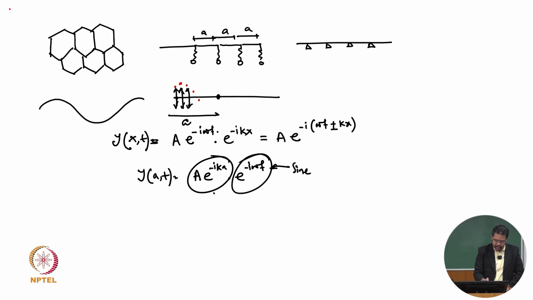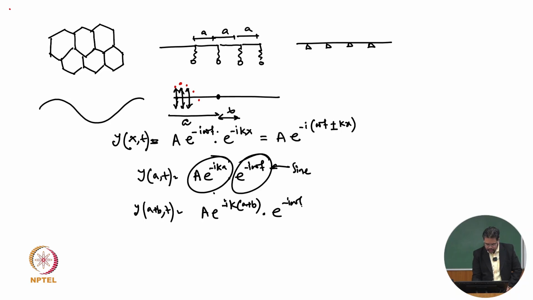Then we can also think after a certain distance, let's say b. So we can write it as the displacement at a plus b comma t, that is also e to the power of minus i k (a plus b) times e to the power of minus i omega t.